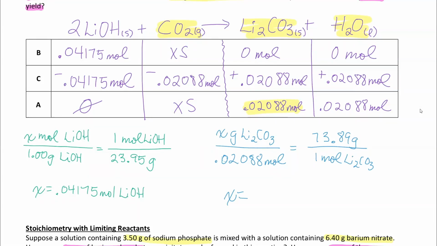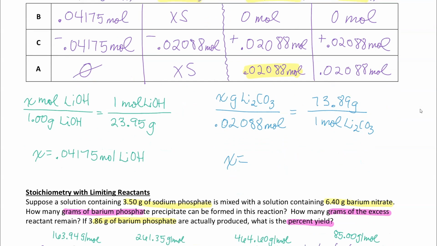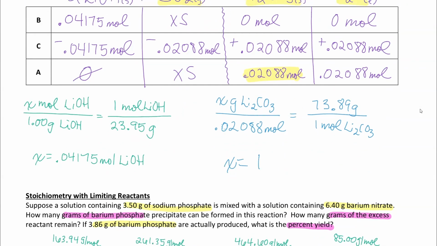What do you get? 1.54? Why are you being so shy? It's okay. Li2CO3. Are we done? Not yet. One more thing.